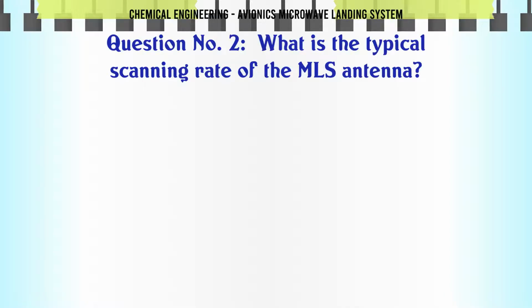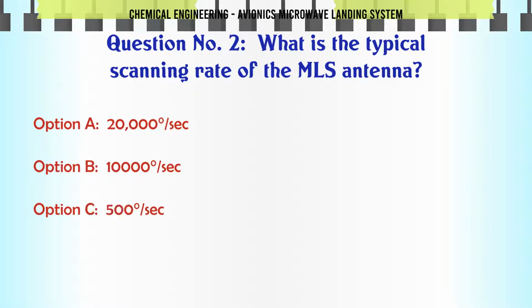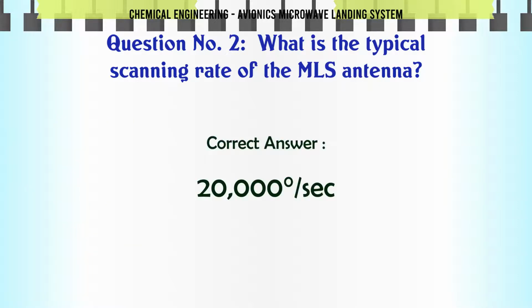What is the typical scanning rate of the MLS antenna? A, 20,000 sec. B, 10,000 sec. C, 500 sec. D, 37 sec. The correct answer is 20,000 sec.